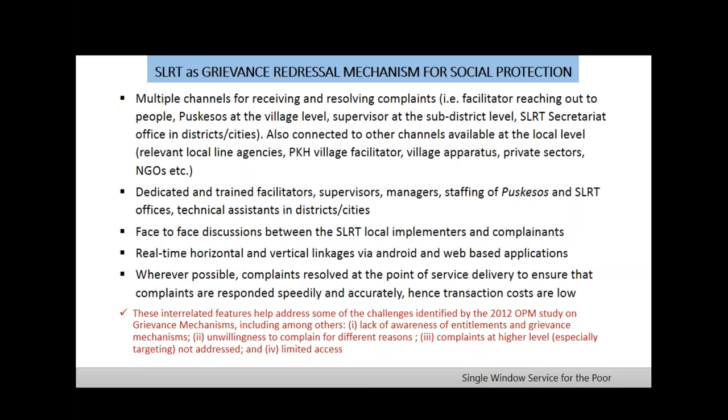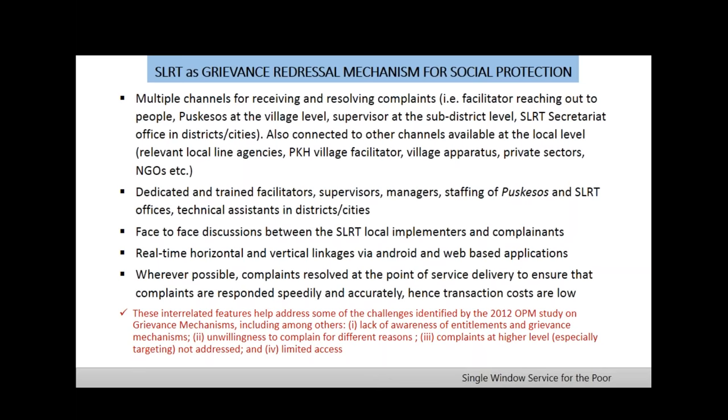And these features of SLRT, which can be considered as a grievance redressal mechanism for social protection, help address some of the challenges identified by the OPM study, the Oxford Policy Management study, back in 2012 on grievance mechanisms of social protection in Indonesia. The findings include, for example, lack of awareness of entitlements and grievance mechanisms, unwillingness of the poor and the vulnerable to complain for different reasons, complaints at higher levels, targeting not addressed, and also people having limited access. So all these challenges can be addressed by SLRT.